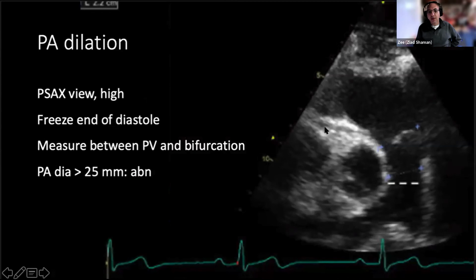And if you can see the pulmonary artery from the parasternal short axis view, on a high view, then that gives you a point also if the pulmonary artery is more than 2.5 centimeters or 25 millimeters.